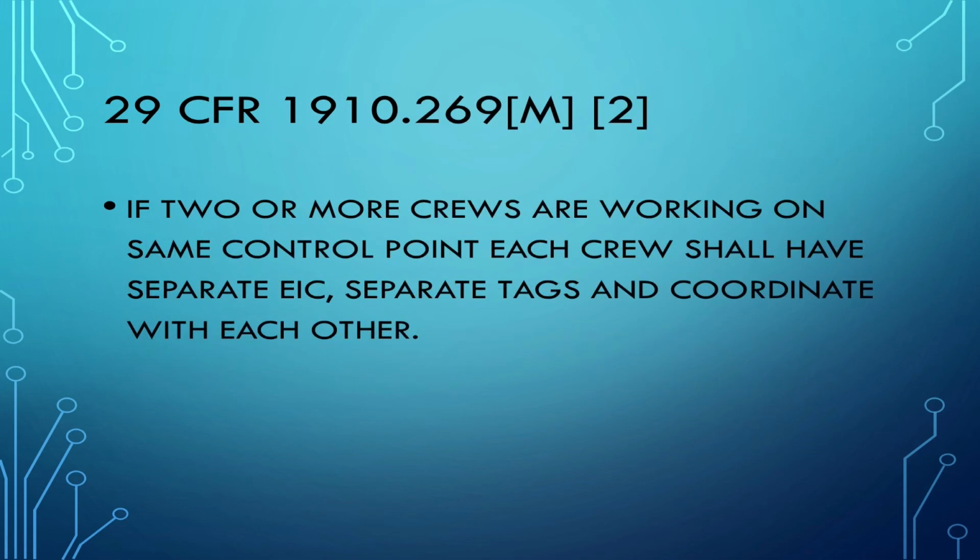If two or more crews are working on the same control point, each crew shall have a separate employee in charge, separate tags, and coordinate with each other. I think it's one of the most important slides in this whole program. We've got to beat home the fact that whether you're working in the same location or in different locations, each person, each crew, each employee in charge needs to get their own separate tag under the control point. There could be several tags under the same control point, depending on how many people.